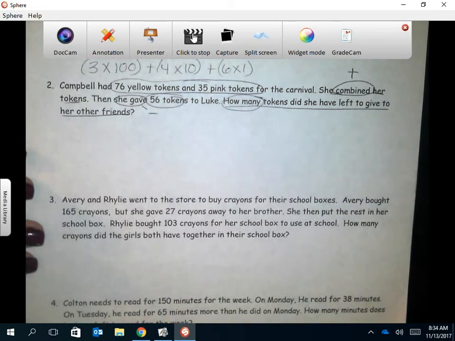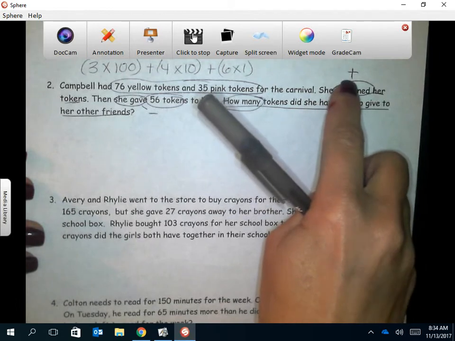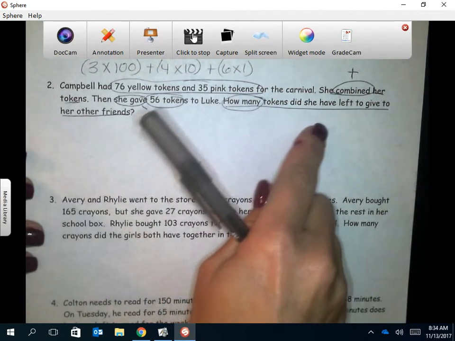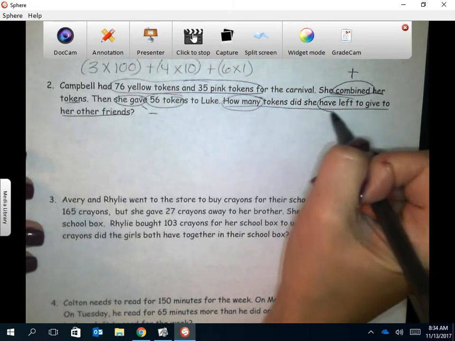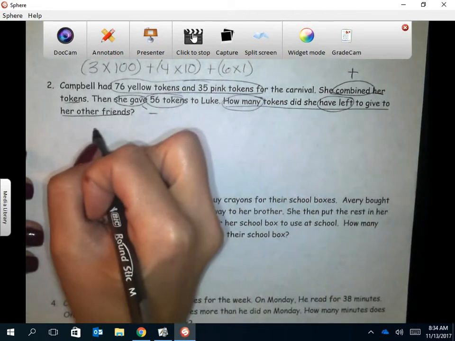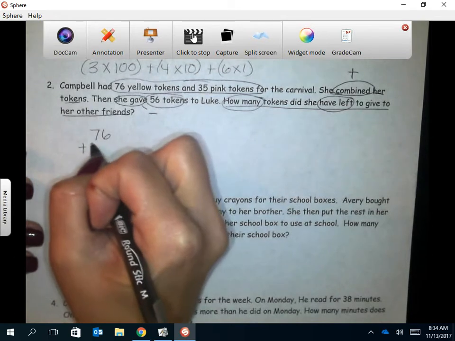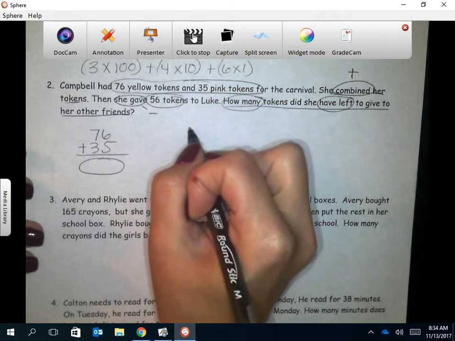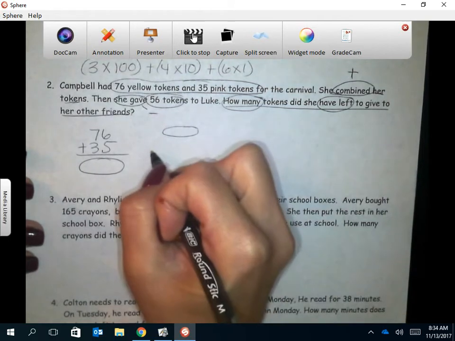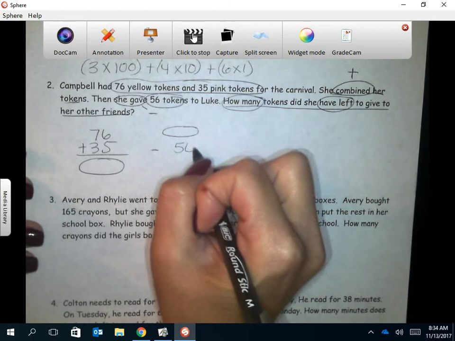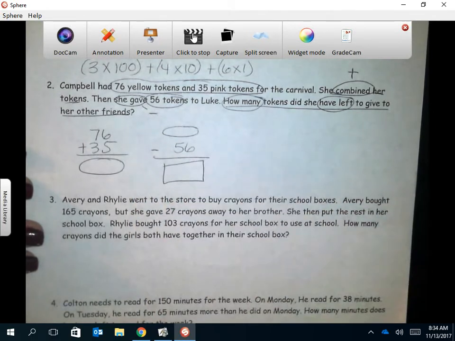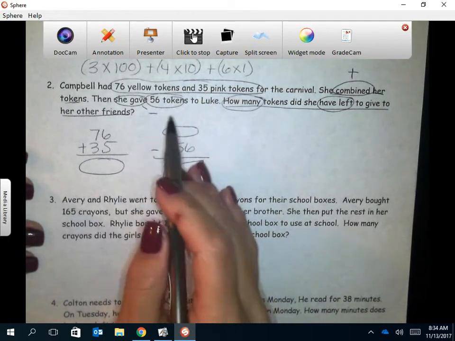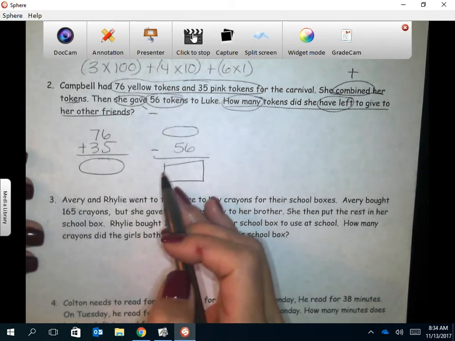Good. So if I were to solve this, I know that I'm going to be doing something with combining or adding and something with subtraction to find out how many she has left. Have left is that other important word right there. So I would probably add Campbell's tokens together. I would get an answer, and then I would probably take that answer and have to do what? Subtract 56 to get my answer. Okay? So make sure when you're doing this, you're showing all of your work nice and neat for me.